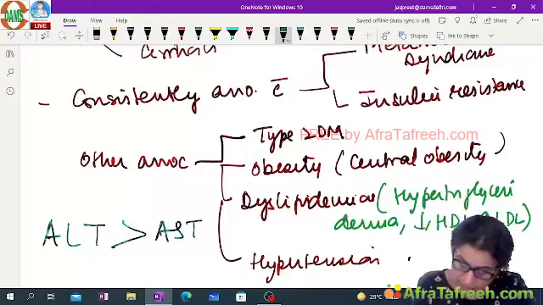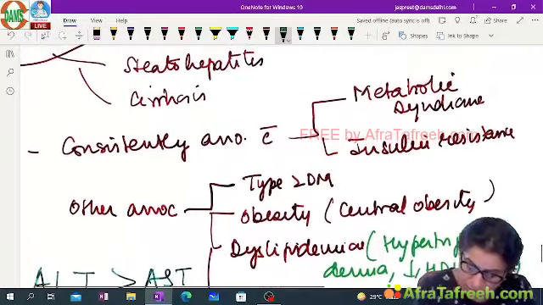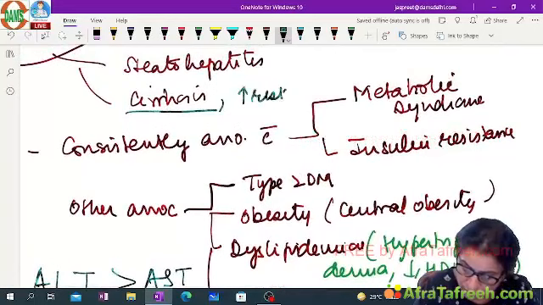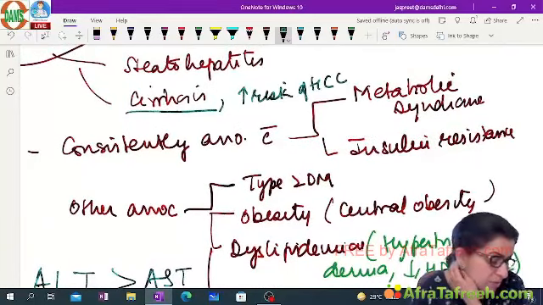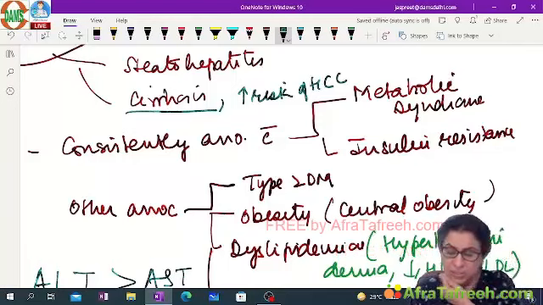Ultimately these people can also end up with cirrhosis, which is associated with increased risk of developing hepatocellular carcinoma. So this is about non-alcoholic fatty liver disease.